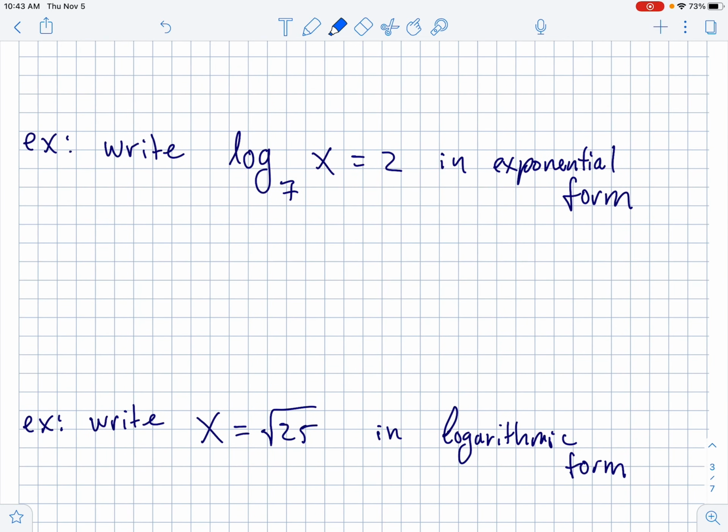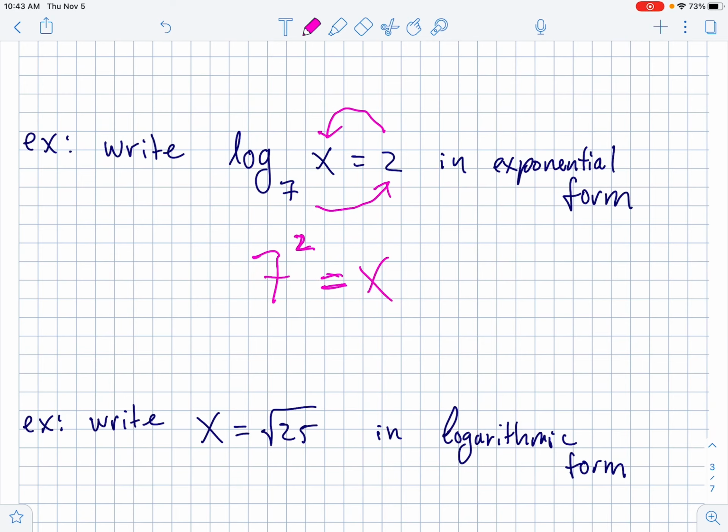First example, write log base 7 of x equal to 2 in exponential form. Well, just spiral that puppy. 7 to the power of 2 equals x. So 7 squared is equal to x.